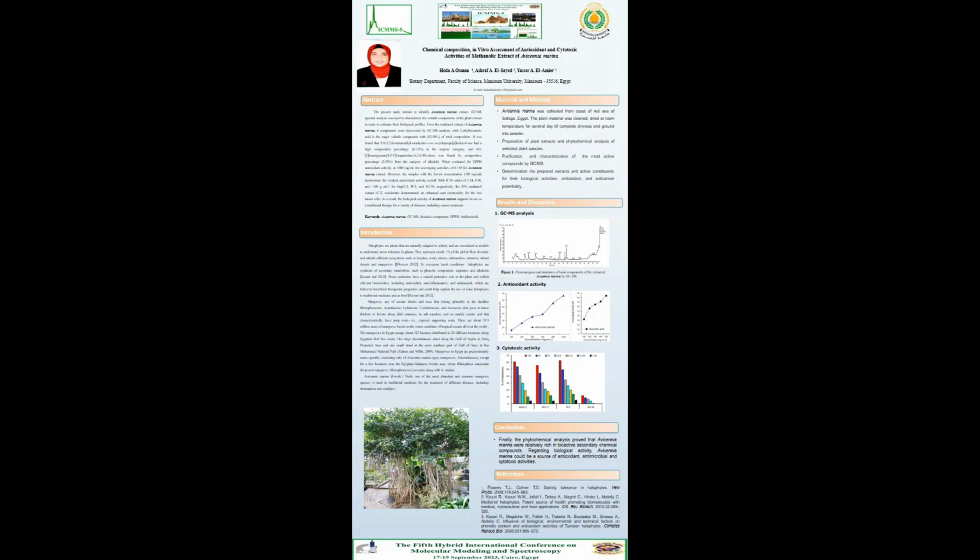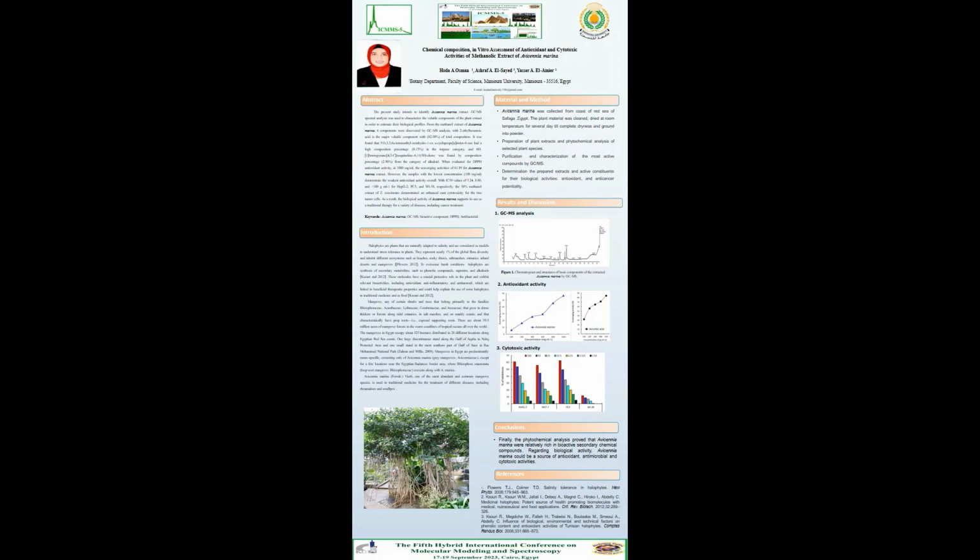as food. Avicennia marina, Forsk. Vierh., one of the most abundant and common mangrove species, is used in traditional medicine for the treatment of different diseases, including rheumatism and smallpox. Material and methods. Avicennia marina was collected from the coast of the Red Sea at Safaga, Egypt. The plant material was cleaned, dried at room temperature for several days till complete dryness and ground into powder.